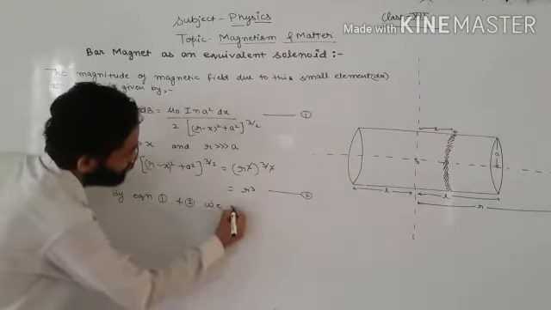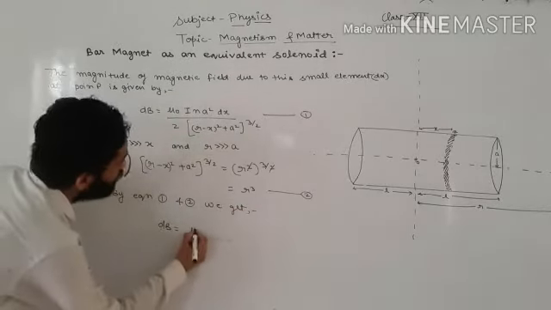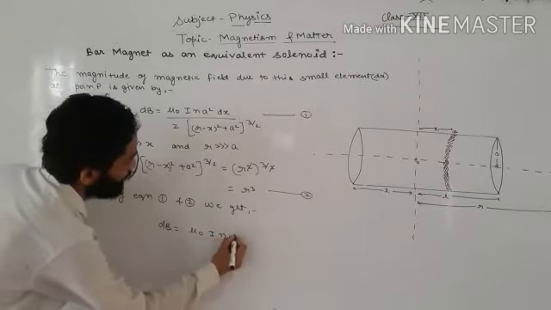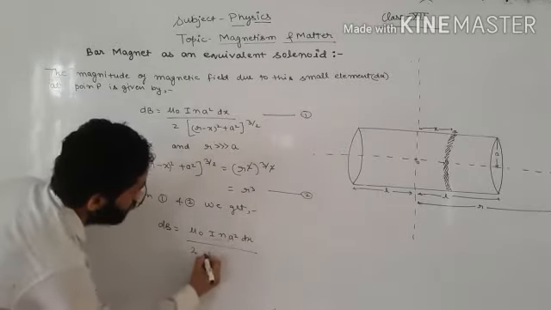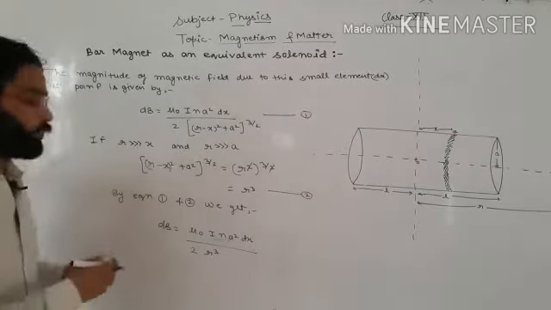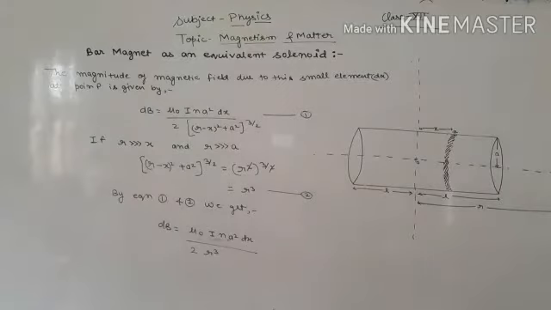By equation 1 and 2, we get dB is equal to mu naught I n a square dx upon 2 r cube. That is the equation we have got.